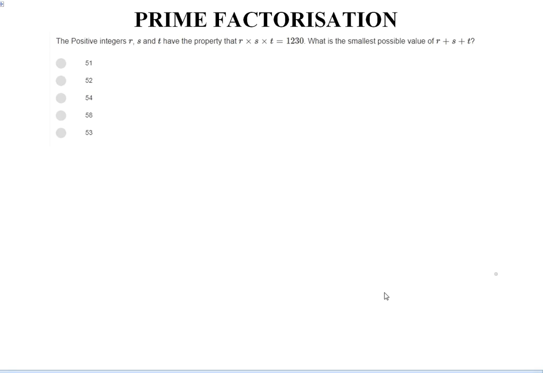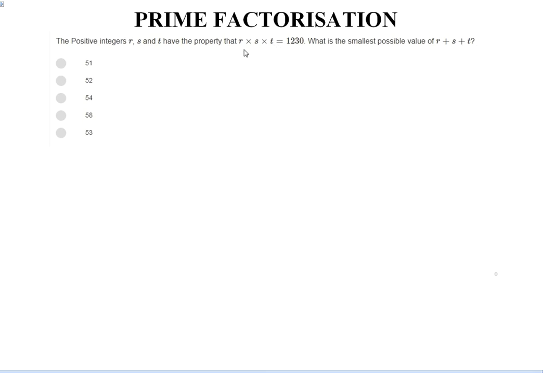Alright, here I'm going to show you how you could use prime factorization to solve seemingly difficult equations. So here we have a question. The positive integers r, s and t have the property that r times s times t equals 1230. What is the smallest possible value of r plus s plus t?